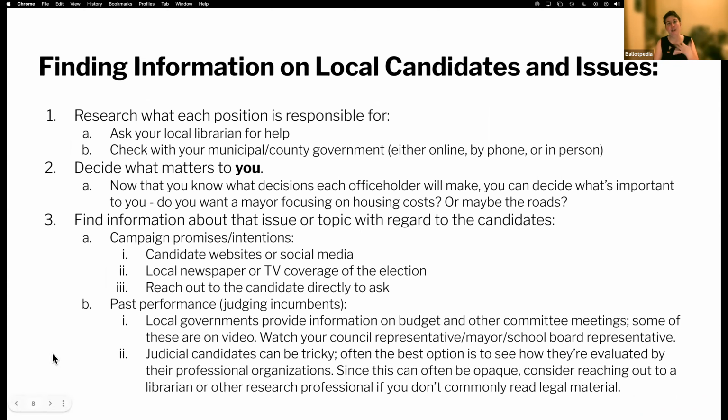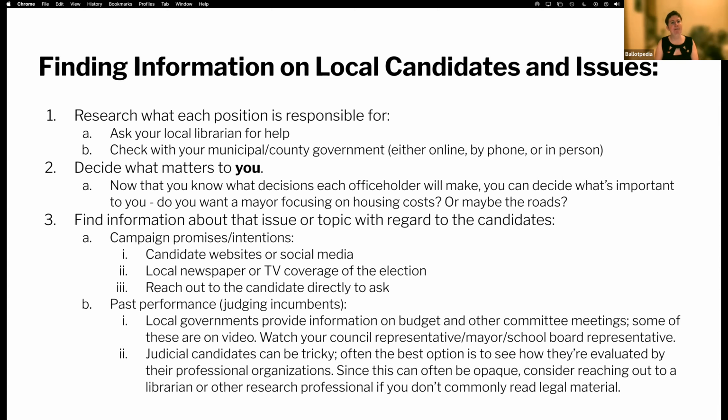So in terms of finding information on local candidates and also local issues like amendments to a city charter or a library bond measure or property tax measures, if that's something that is done via ballot measures at your particular local level, there are 4 steps to finding information on these local issues. And of course, only 3 of them fit on the first slide.